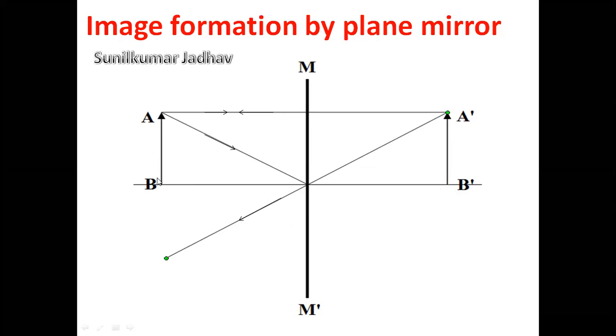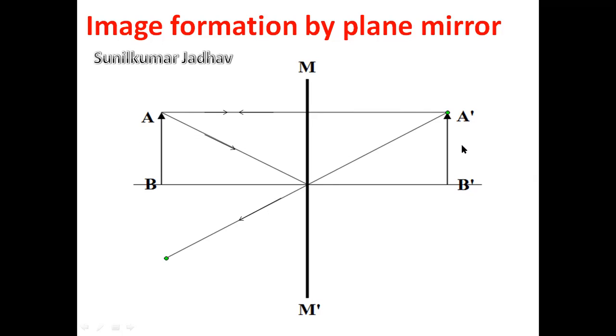If I say that the height of this object AB is h and the height of the image A dash B dash is h dash, then both these heights are the same. We can say AB is equal to A dash B dash, or we can say h is equal to h dash. So the height of the object is equal to the height of the image. But as we know, the image is laterally inverted.